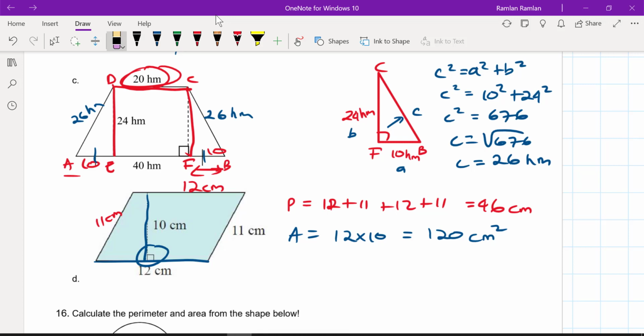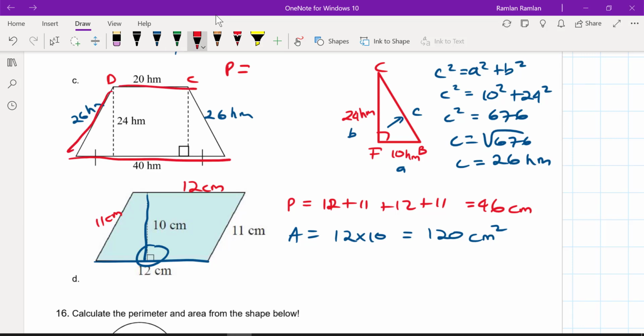Okay, now let's go back again here, guys. Now let's talk about the perimeter first. The perimeter is just adding all of the sides, right? So how many sides do we have? We actually have 4 of them, right? Because this is a quadrilateral. You can see that in here we have 40, and we have 20, and then we have 26, and this is 26. So just add all of them together. I'm going to write down 40 plus 26 plus 20, and then plus 26, and they'll be equal to 112. Yes, it is in hectometer.